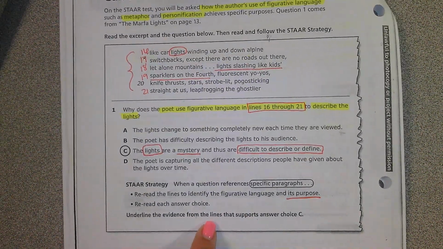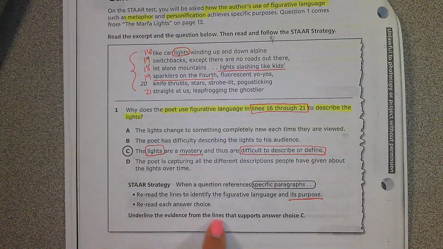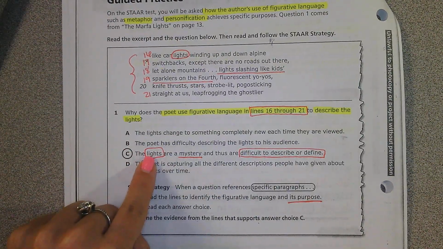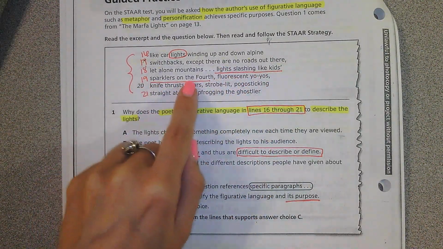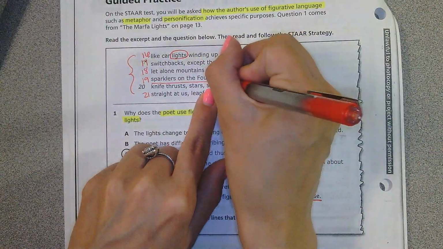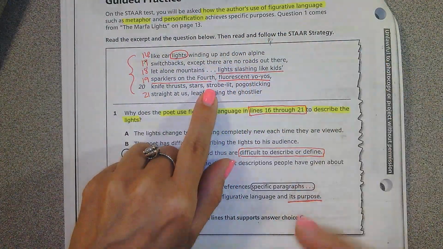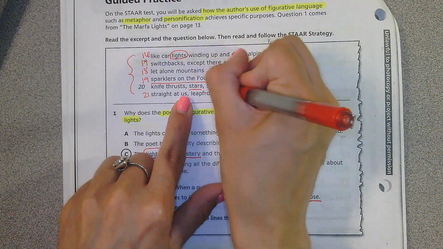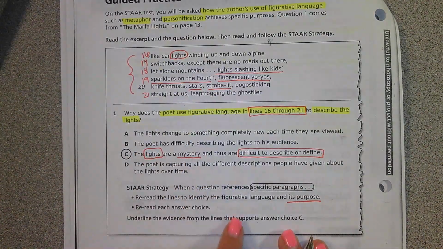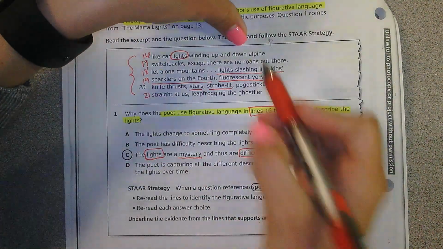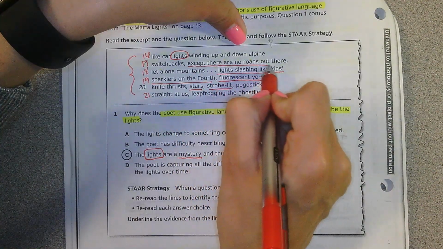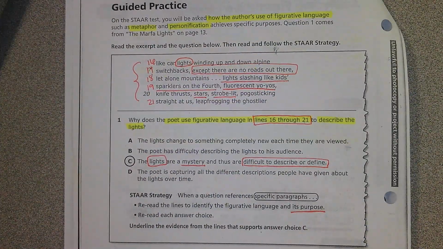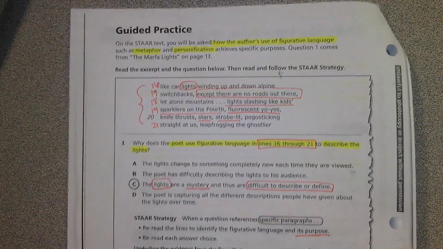Okay? Then, of course, you want to make sure you reread the answer choice. So, it's asking us to underline the evidence from the lines that support the answer to letter C, which I kind of did already, right? We know that it's talking about the lights, which is right here, lights, and it describes them to sparklers, to colorful yo-yos, to stars and strobe lights. And then it also kind of gives us this part where it says, except there are no roads out there. So this is the part where it's kind of giving me that mystery vibe. So your paper should look something like this.